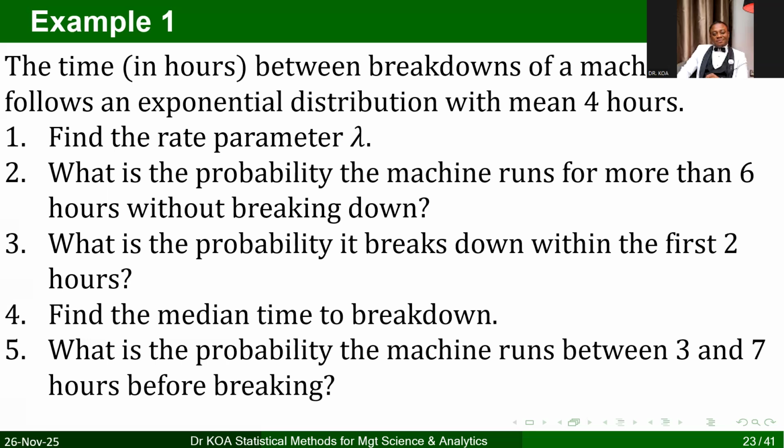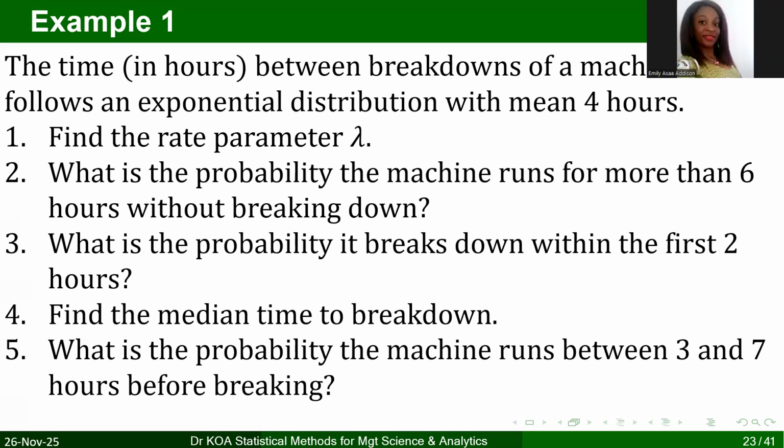No, you can't use the cumulative like that. Watch it. It says between 3 and 7. So you have to calculate the 7, that's what we always do. You calculate the 7, you calculate the 3, then you subtract the 3 from the 7.